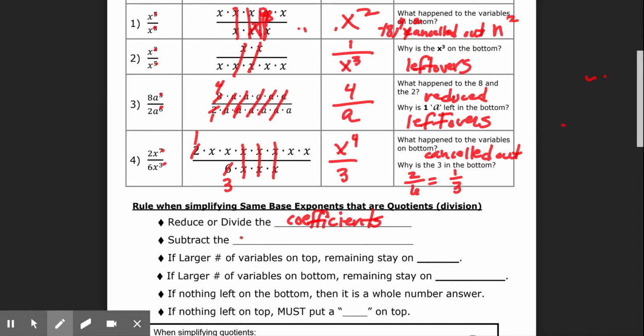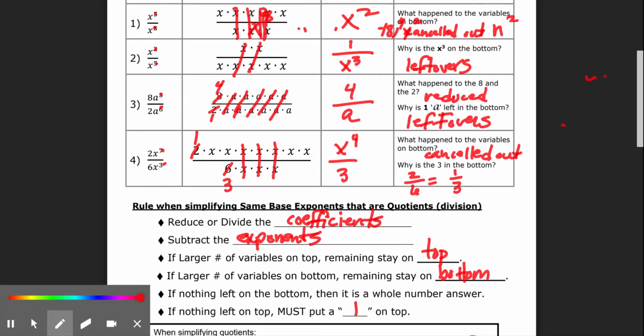So we're going to subtract the exponents. And then if the larger number of variables is on top, the remaining will stay on top. If the larger number of variables is on the bottom, the remaining will stay on the bottom. If nothing is left on the bottom, then it is a whole number answer. If nothing is left on top, you must put a 1 on top.